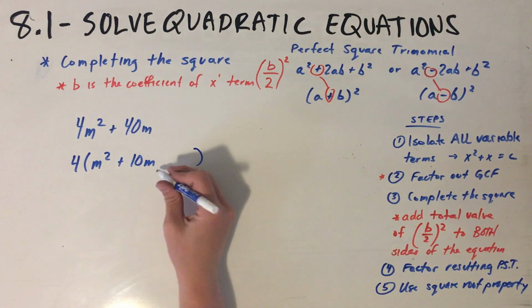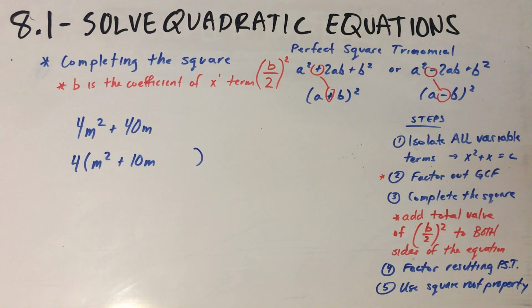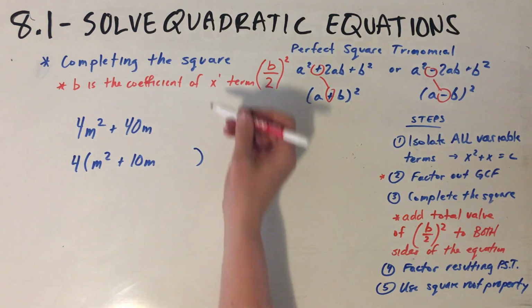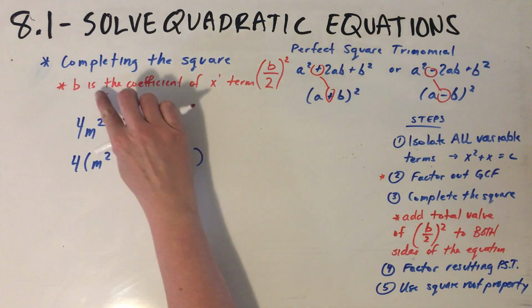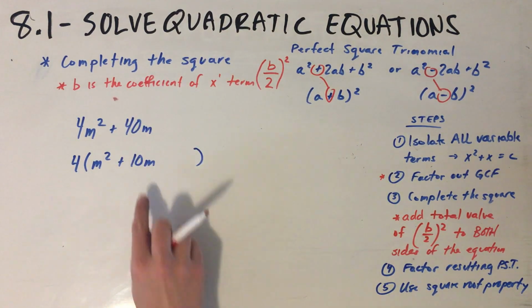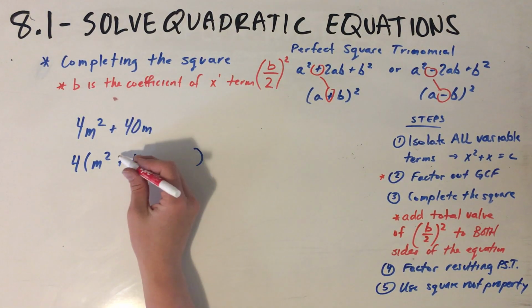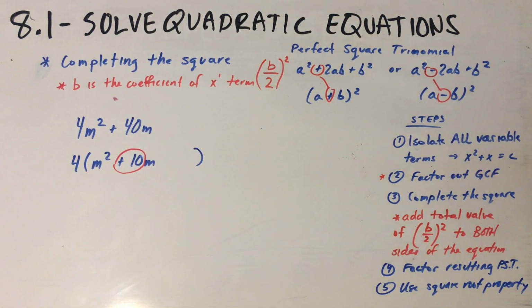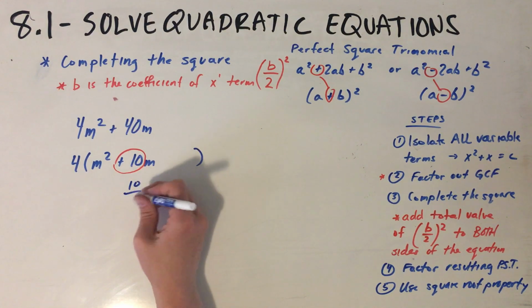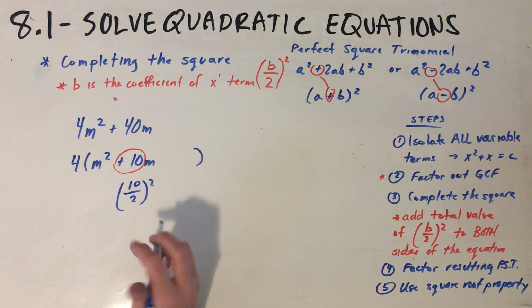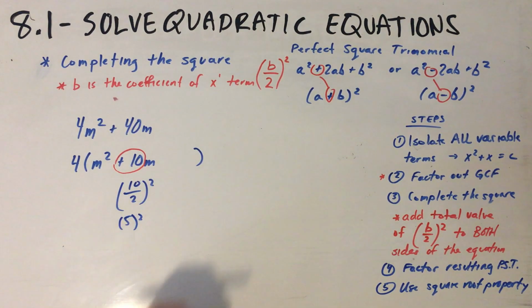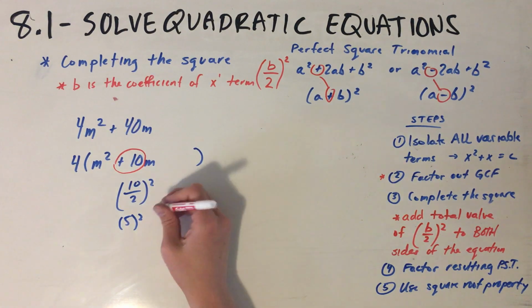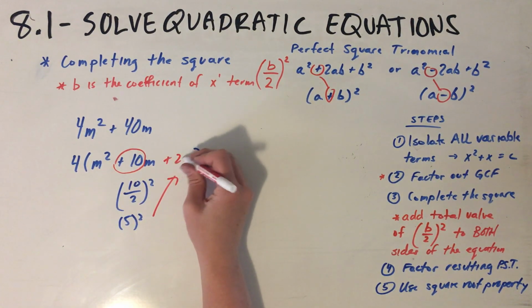So what I would want to do is factor out this 4 and say this is m squared plus 10m. Okay, what I'm looking for is the missing factor right here. Well, the coefficient of the x to the 1, or the variable to the first power, is 10. So it's this one right here, not this one, after I factored out the 4. So I'm going to take 10, divide it by 2, and square it. Well, that is 5 squared. So what I would add right here is 25.